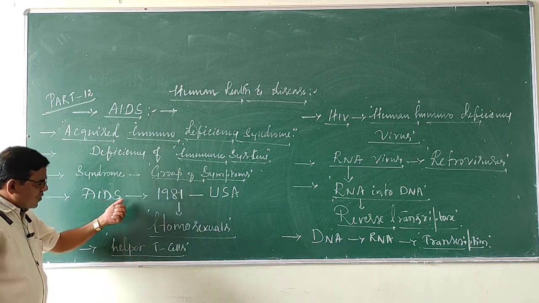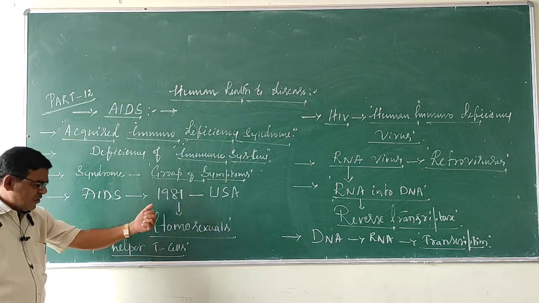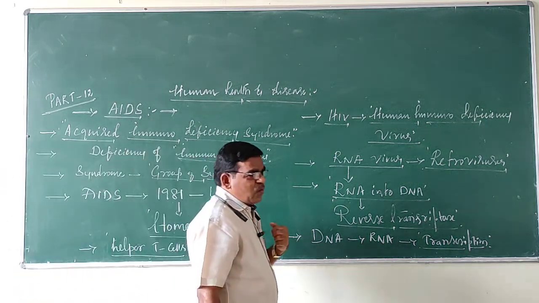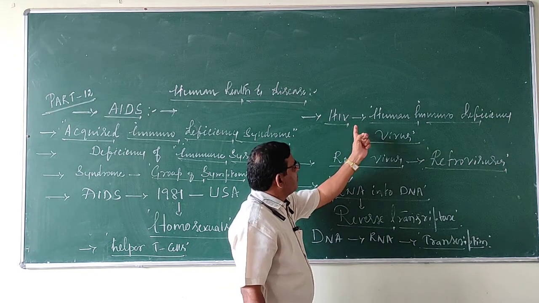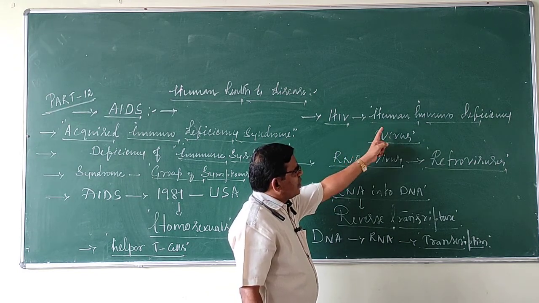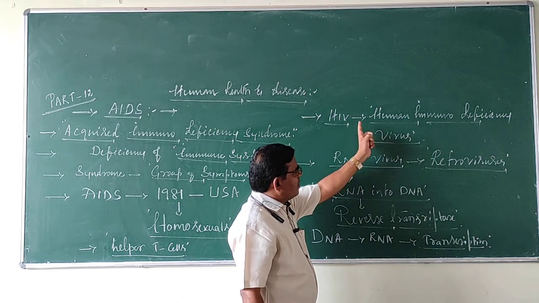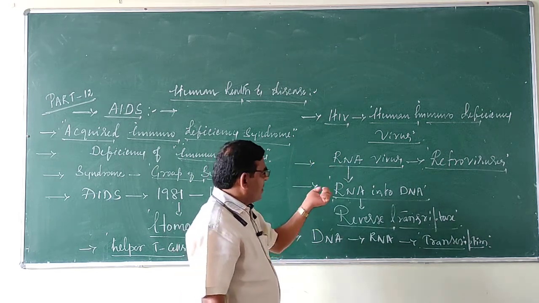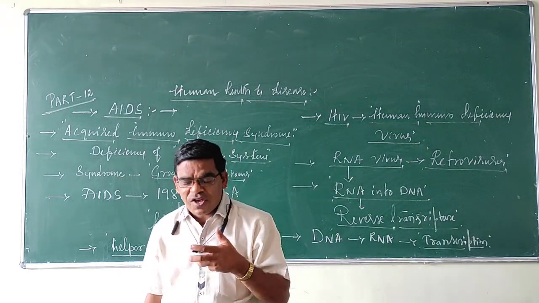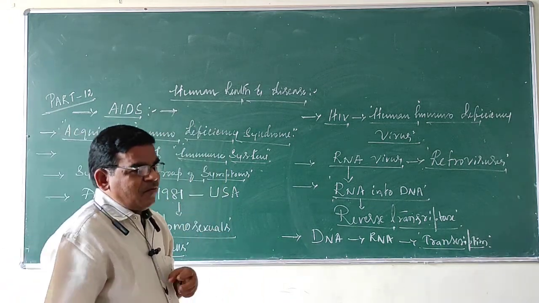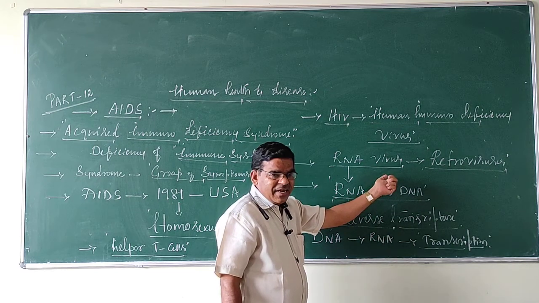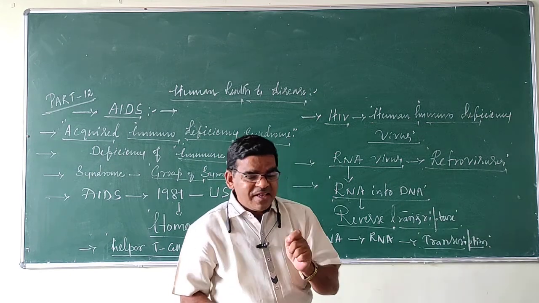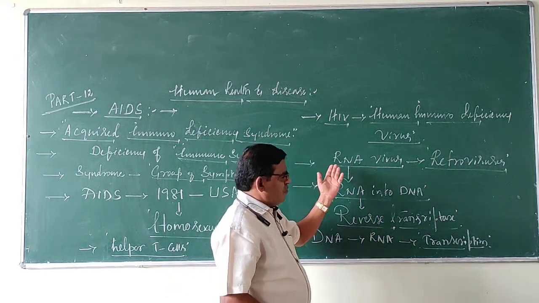AIDS was first discovered in 1981 in the USA among homosexuals. AIDS was caused by the HIV virus. HIV stands for human immunodeficiency virus. HIV is an RNA virus because it has RNA as the genetic material. That's why it is called an RNA virus.